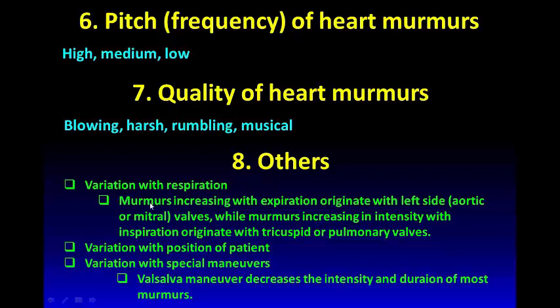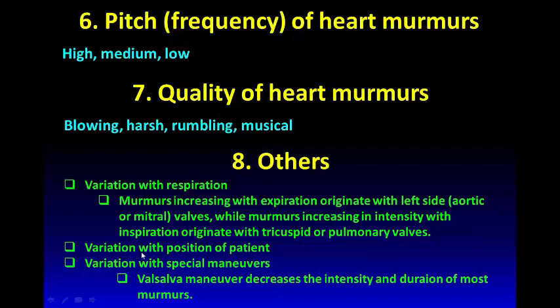Murmurs which increase in intensity with expiration are more likely to originate from the left side of the heart as a result of aortic or mitral valve disease, while murmurs increasing in intensity with inspiration originate with tricuspid or pulmonary valvular stenosis or incompetencies.